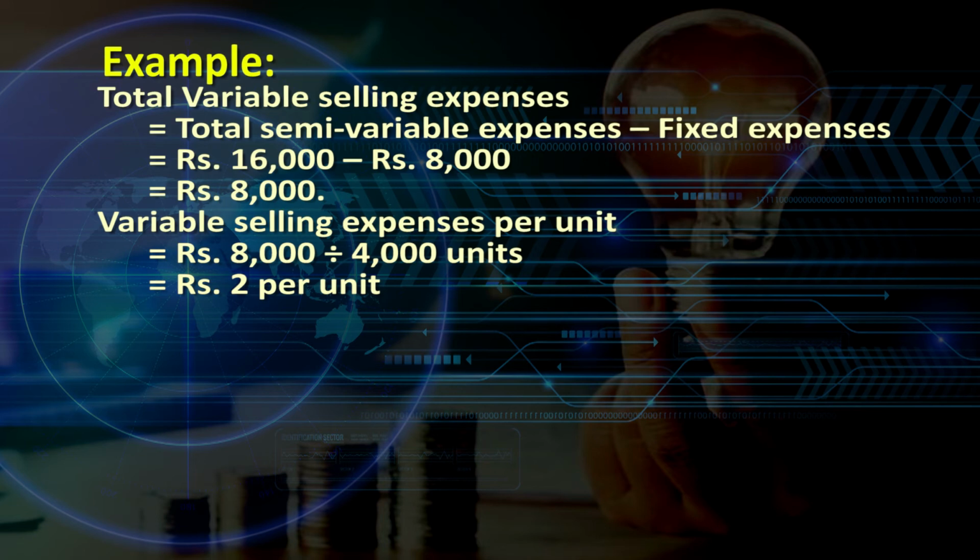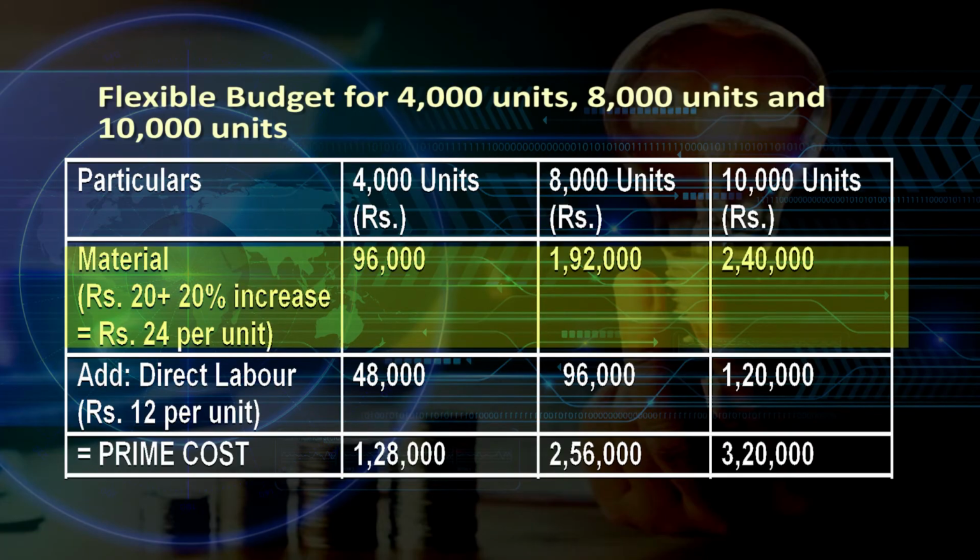After these calculations, let us now prepare a flexible budget statement with 4 columns, namely particulars, 4,000 units, 8,000 units and 10,000 units. So the material cost, rupees 20 plus 20% increase as given, is rupees 24 per unit. The material cost will be rupees 96,000, rupees 1,92,000 and rupees 2,40,000 respectively.